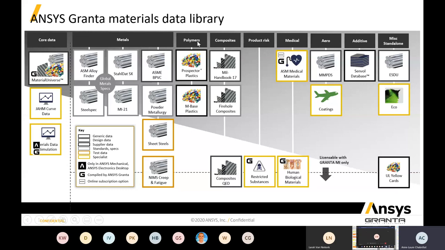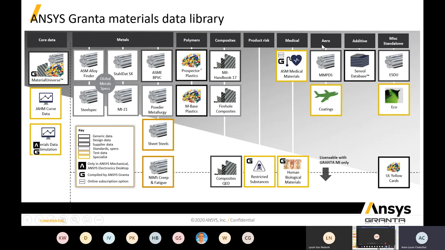On the polymer side, we also have about 100,000 different data sheets in this bundle, which are for Prospector plastics. It's only suppliers' data sheets. So it's a very useful way for you to qualify who could then provide the material that you have selected.